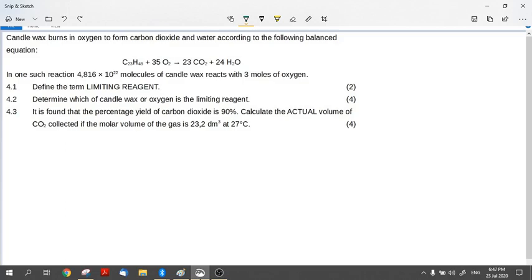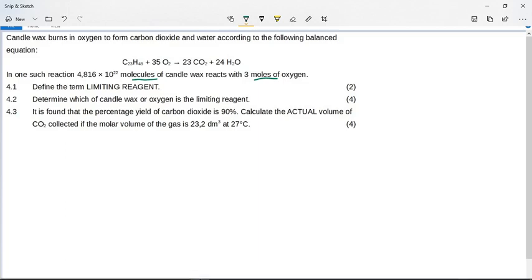In one such reaction, 4,816 times 10 to the 22 molecules of candle wax reacts with 3 moles of oxygen. Define the term limiting reagent. So limiting reagent, it's not in the exam guidelines, but I would accept anything like the chemical reagent that is used up first in a chemical reaction, or the chemical reagent that controls how much product is made, or anything that appears like that, because it's basically exactly what a limiting reagent is. Then it says to you, determine which of candle wax or oxygen is the limiting reagent.